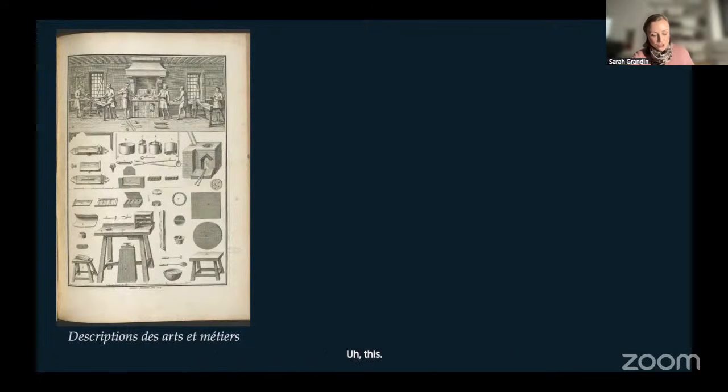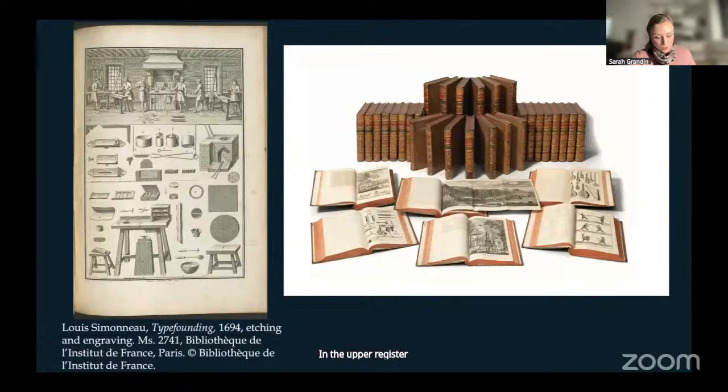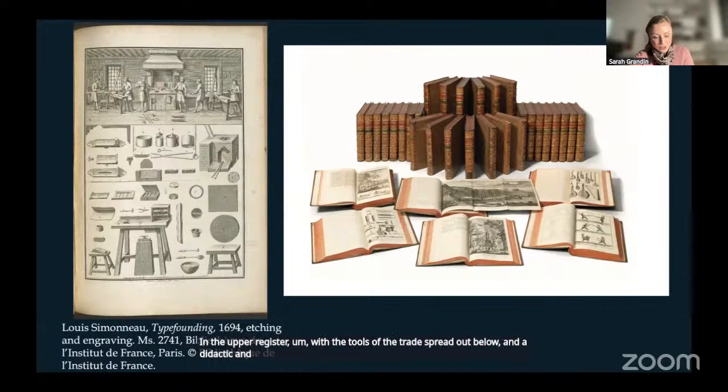this composition shows workers casting and processing individual pieces of lead type in the upper register with the tools of the trade spread out below in a didactic and legible manner familiar to anyone who has looked at the later illustrations for Diderot and d'Alembert's Encyclopédie.